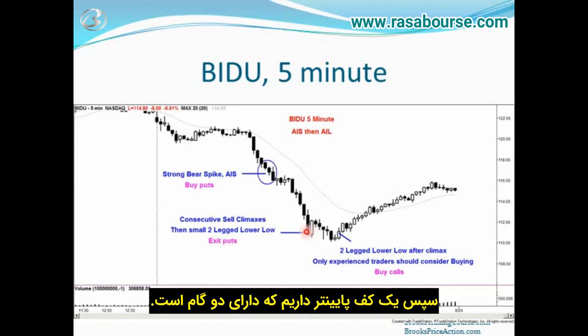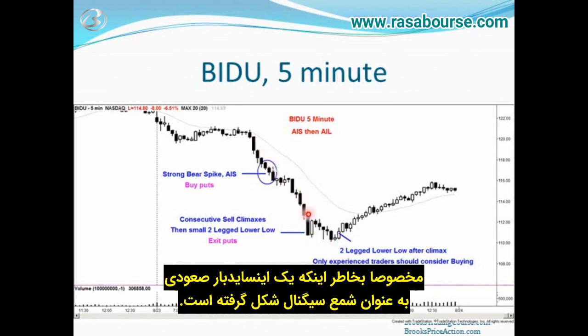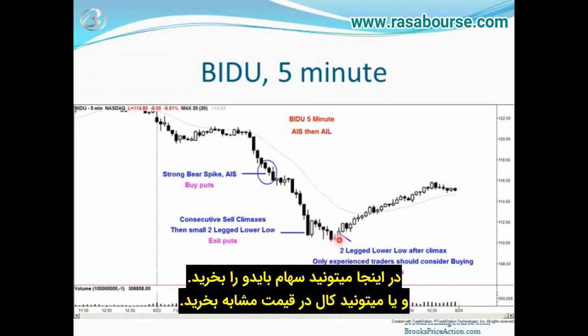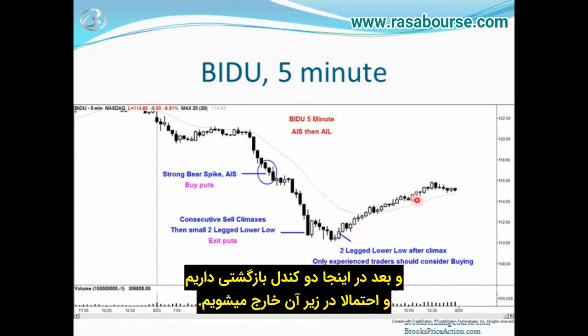We had a two-legged lower low after consecutive huge sell climaxes, so we're probably going higher, especially with this bull inside bar for a signal bar. You could buy Baidu here, or you could just go ahead and buy an at-the-money call, all right? And it turns out it went into a huge trend into the close. You'd probably exit below this two-legged, this two-bar reversal.